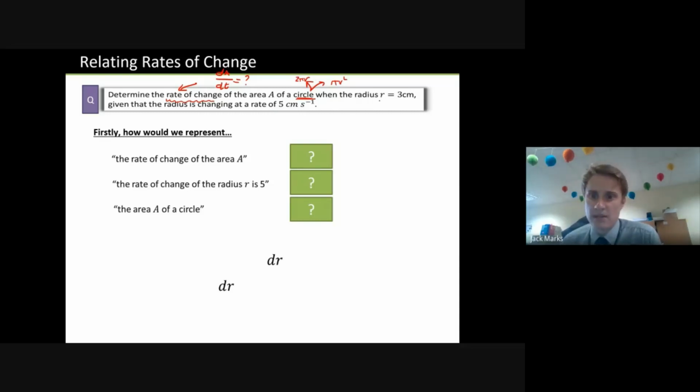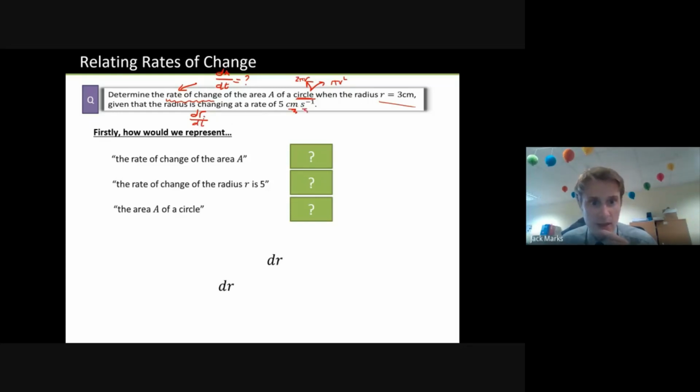When the radius is 3, okay, given that the radius is changing at a rate of 5 centimeters per second. So I know I'm handling this in a sort of blocky way, but let's just go through and get all the information. The radius is changing at a rate of centimeters. Those centimeters must be the radius per second.